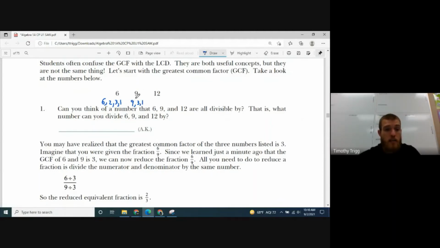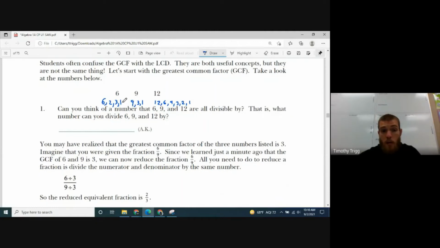So 9 is divisible by these three factors here. What about 12? 12 is divisible by 12, and also 6, and also 4, 3, 2, and 1. 12 has a lot of factors. So now we want to look at what's the greatest common factor. So I'm looking for a factor that they have in common, right? And I want the biggest one.